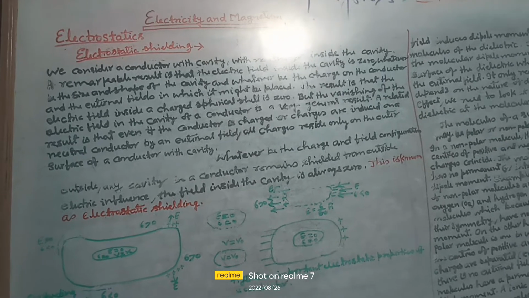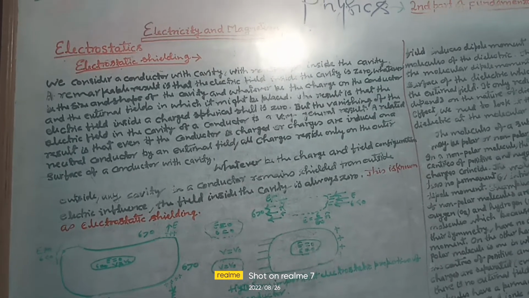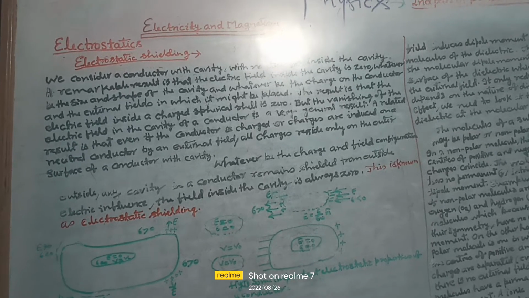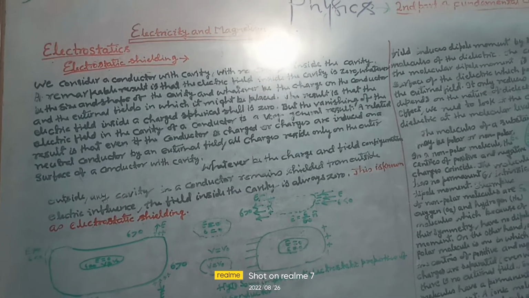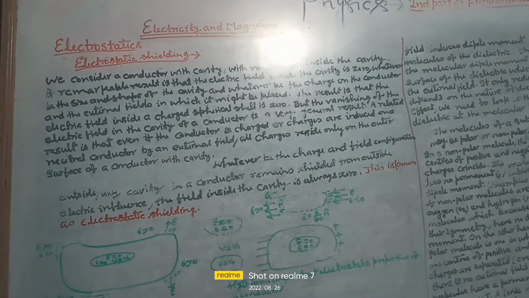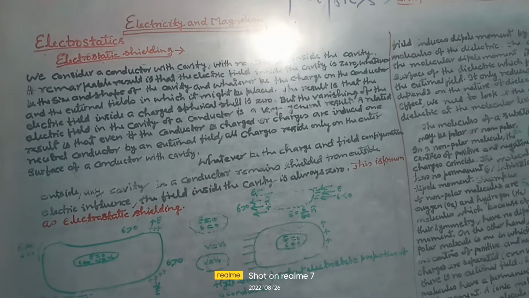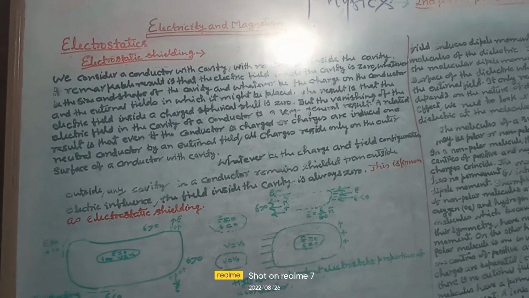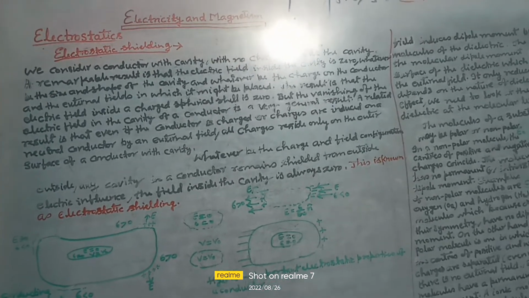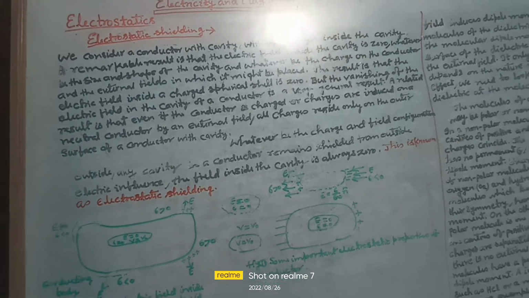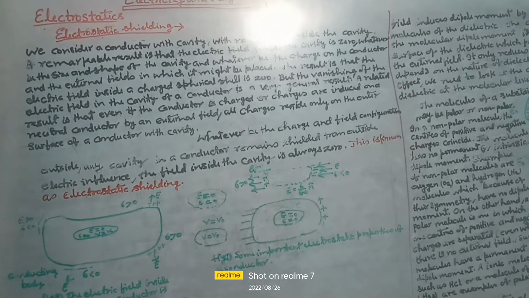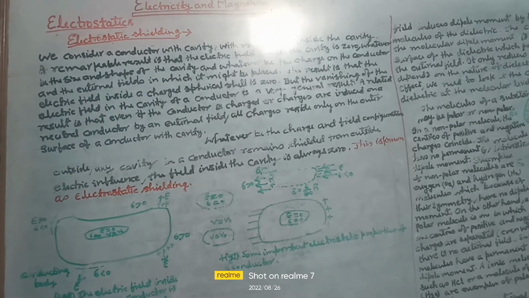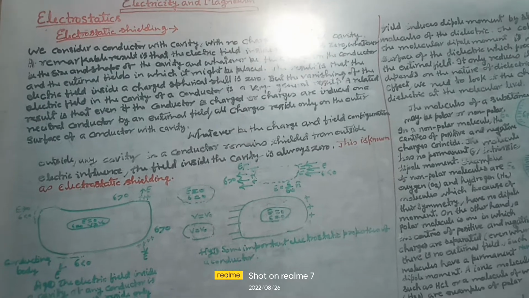The result is that the electric field inside a charged spherical shell is zero, but the vanishing of the electric field in the cavity of a conductor is a very general result. A related result is that even if the conductor is charged, or charges are induced on a neutral conductor by an external field, all charges reside only on the outer surface of a conductor with a cavity. Whatever be the charge and field configuration outside, any cavity in a conductor remains shielded from outside.